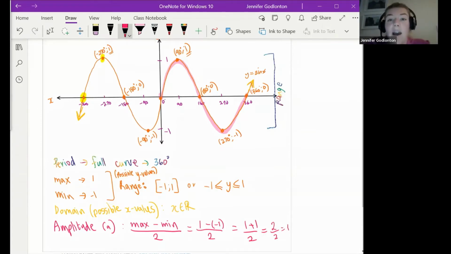Okay. I personally like to just look for the middle part of the graph and look to my maximum point and see, well, that value is 1, and that's my amplitude. But you don't have to do that. You can always stick to max minus min over 2. That will give you your amplitude. Okay. So now we've looked at period, we've looked at max, we've looked at min, we've looked at our domain and our range and our amplitude.